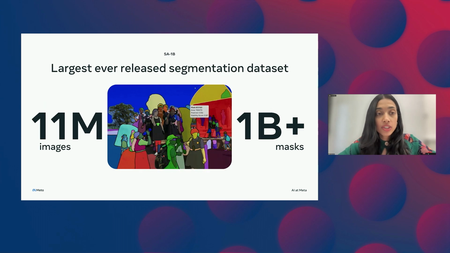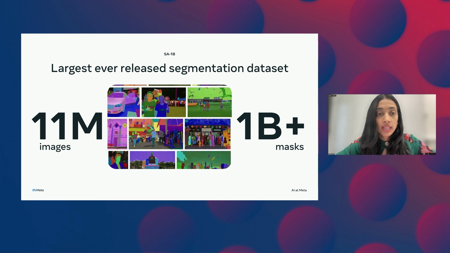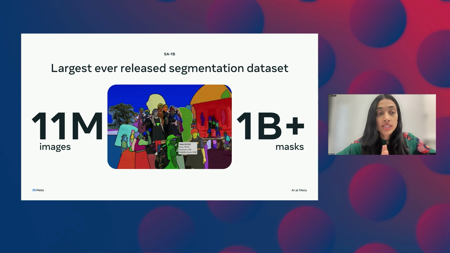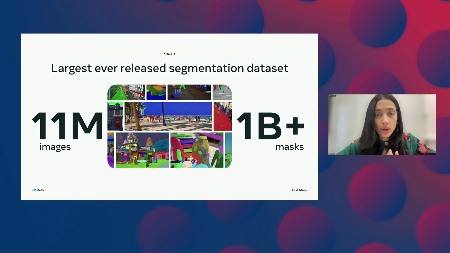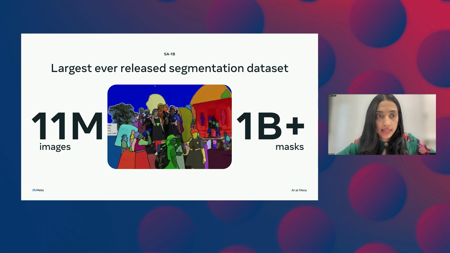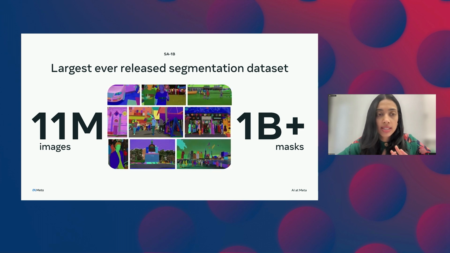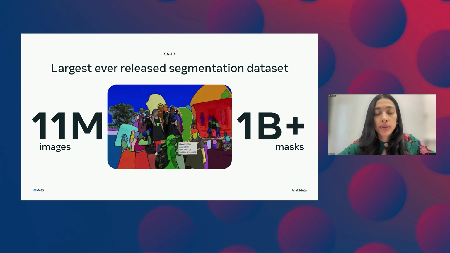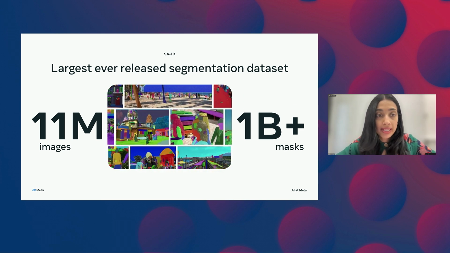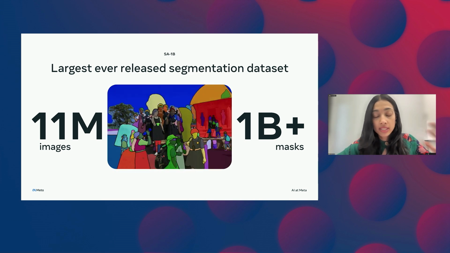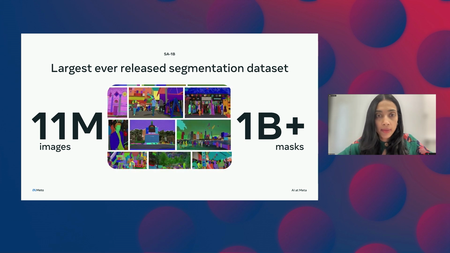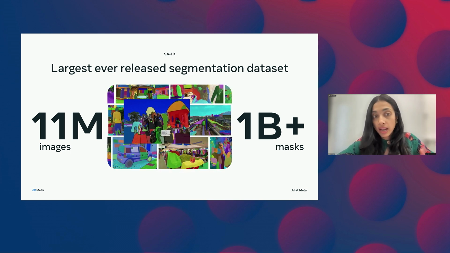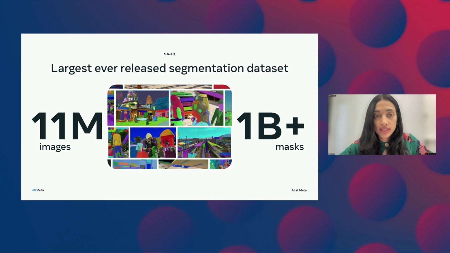So with this data engine, at the end, we managed to annotate and collect 1 billion plus segmentation masks across 11 million images that we fully open sourced with a research use license. And this is the largest ever released segmentation data set. It's 400 times bigger than anything that exists currently. And we wanted to put it out into the community for research purposes. And in the past year, since we open sourced it, we've seen a number of other researchers build on top of the data set, add further annotations, and really advance research using this data set.